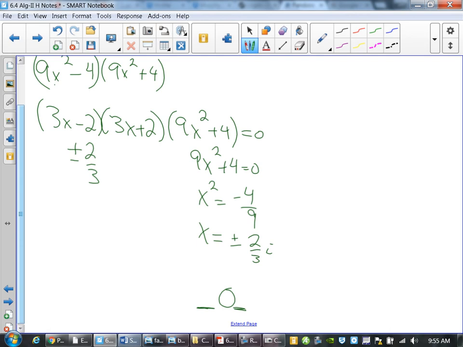Are we gonna have to graph the ones we got? No. I'm graphing it right now.